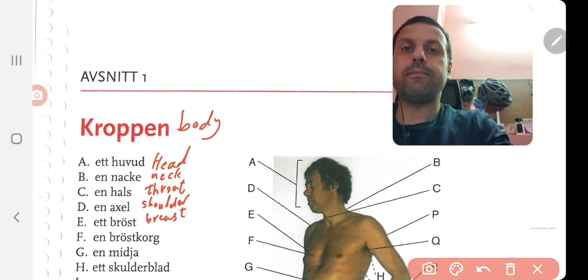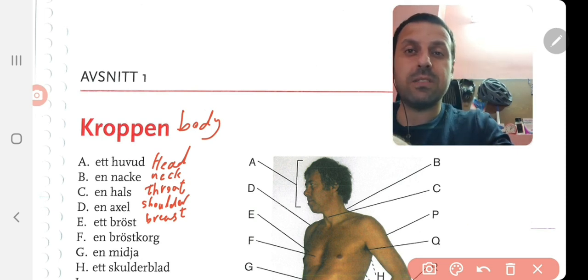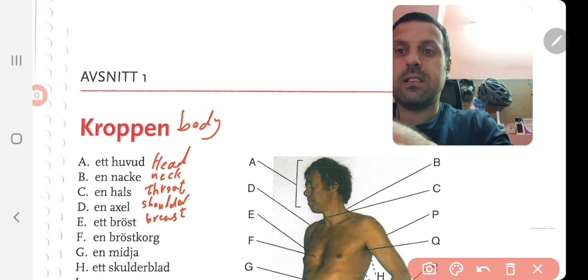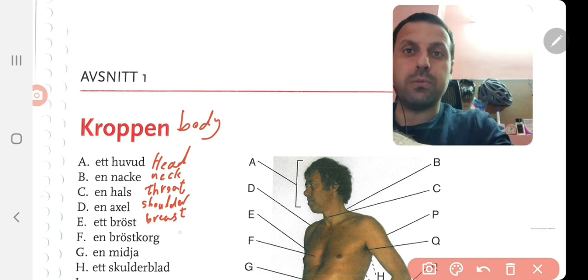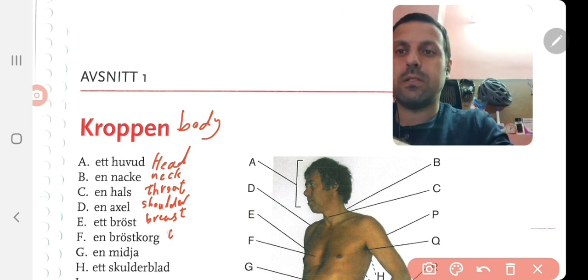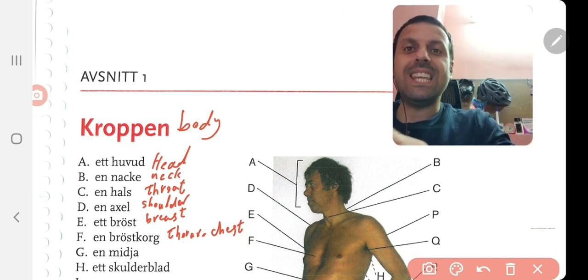Bröstkorg means chest, but in medical terms it is thorax. So I will write both. Thorax and chest. Midja means waist.